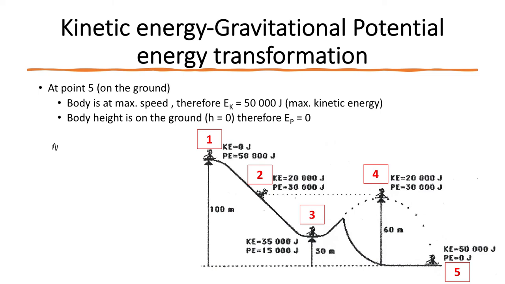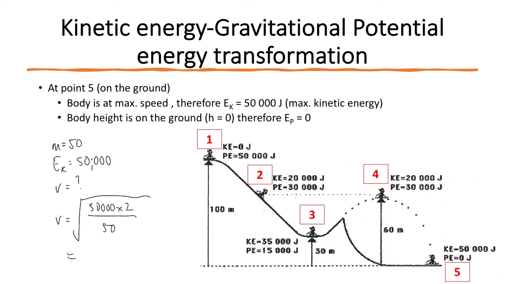So if I say that his mass is still 50 kilos, his EK is now 50,000, all of his energy is turned into kinetic energy, right? We don't know what the V is, so V is equal to the square root of 50,000 times 2 over 50, all right, which will be equal to some value, so 50,000 times 2 divided by 50 equals 2,000. Square root that answer, and you get 44.7 meters per second. So he's going much faster than he was before, right?